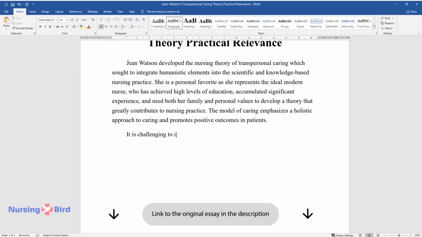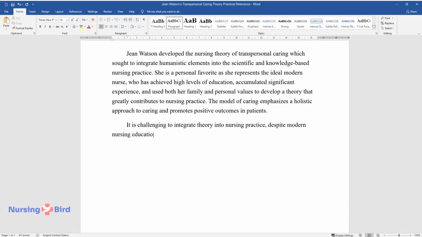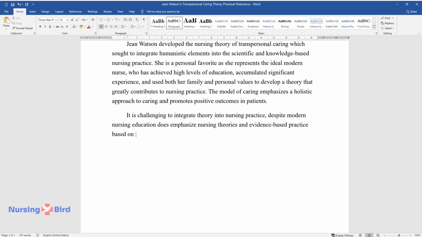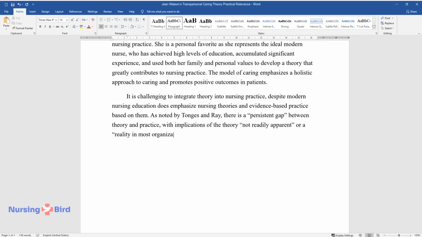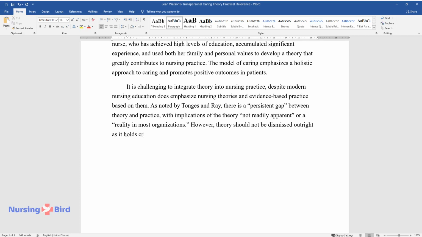It is challenging to integrate theory into nursing practice, despite modern nursing education emphasizing nursing theories and evidence-based practice based on them. As noted by Tonjes and Ray, there is a persistent gap between theory and practice, with implications of the theory not readily apparent or a reality in most organizations. However, theory should not be dismissed outright as it holds critical value.